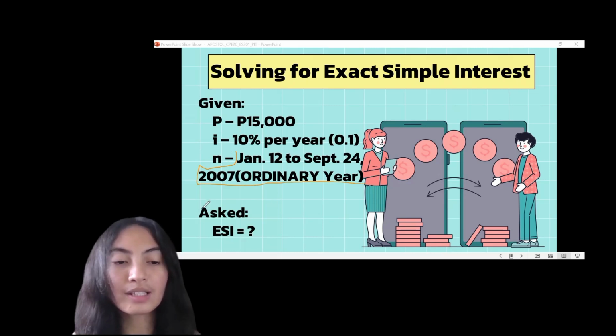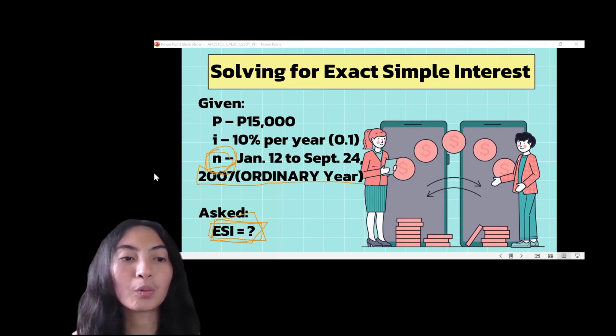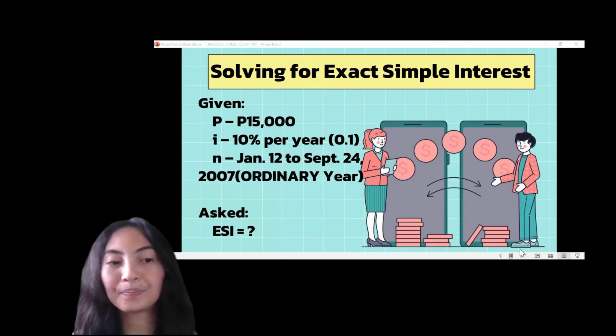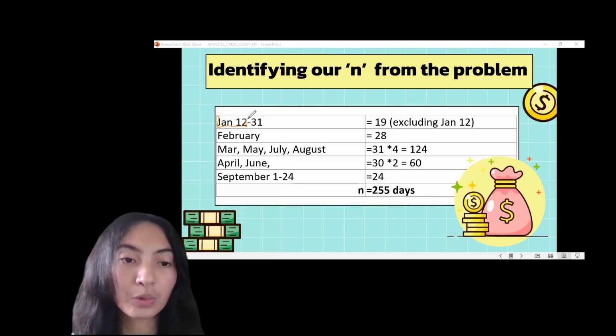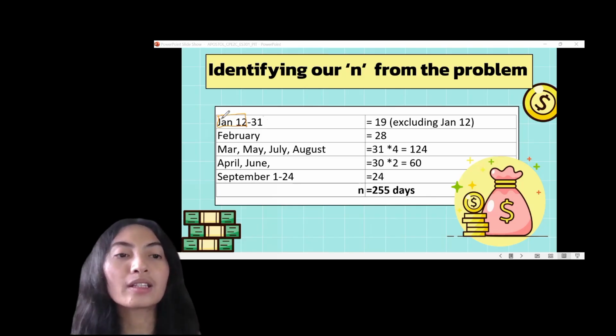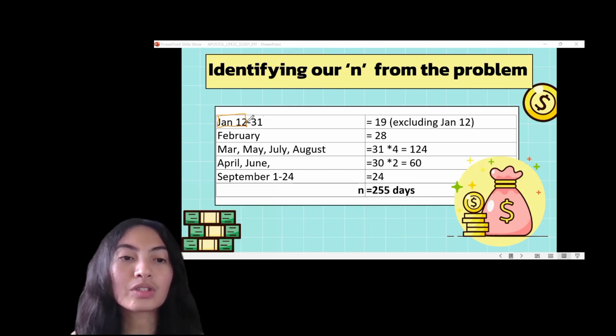In order for us to get the exact simple interest, which we are solving for, we have to get first what our N is. So first we will solve our N. From our given, the duration started from January 12, but in our computation, we will not include January 12. So let's start from January 13 to 31, which is equivalent to 19 days all in all.